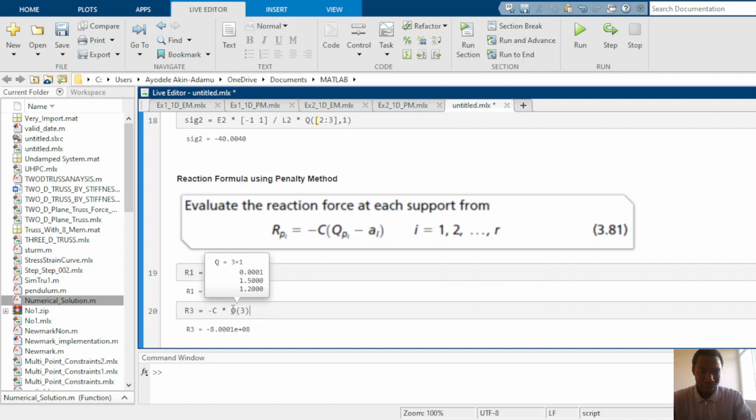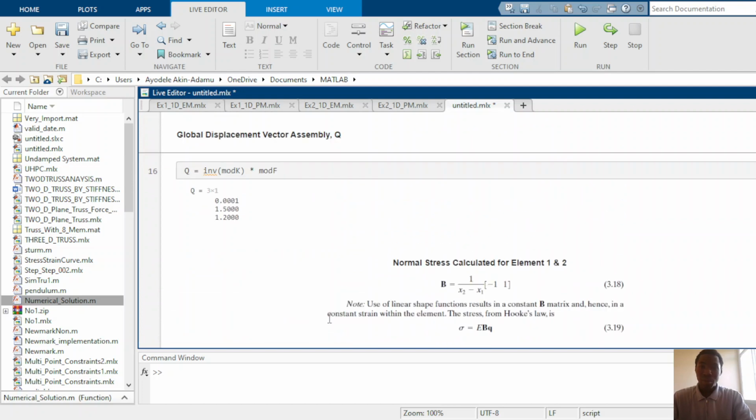For R3, there's a mistake here. I did not consider the gap at node 3. We need to deduct A from Q3. So that's what I'll do now. I've adjusted the Matlab line of code. So let me run the code. R3 should give us something close to 10,000 Newton, minus 1.001 times 10 raised to power 4, or minus 10,000 Newton. So this is how we use Matlab.